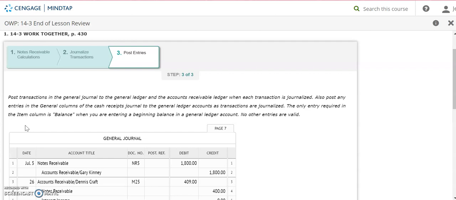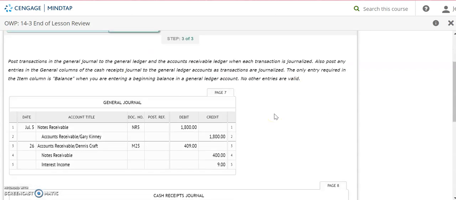So again, we don't have to write anything in that item column when we are posting. But just like when we talked about writing off accounts and reopening them, we really do want to make a note of that in the item column so that we know exactly what's happening in that transaction. But it doesn't have us do that on MindTap. So, okay, we're going to start in our general journal.